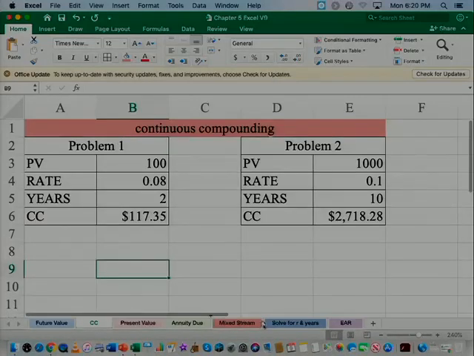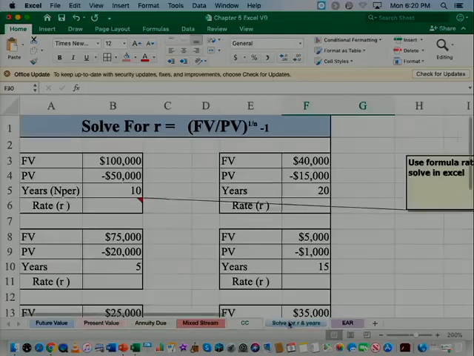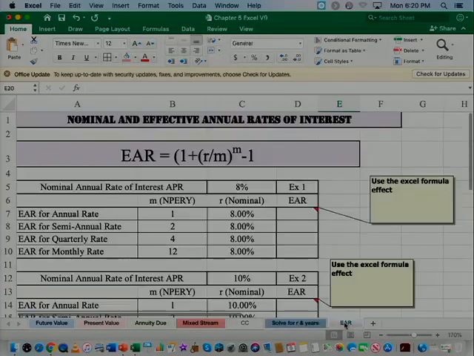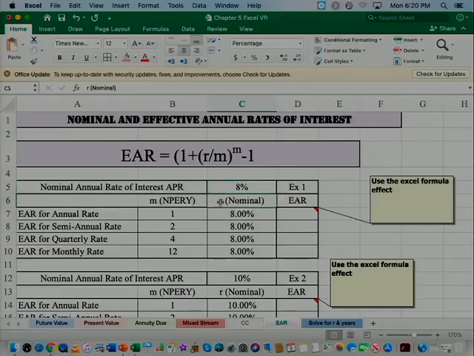So let's go to, I'm going to move this after mixed stream and solve for EAR. So here, nominal and effective rate. So in this particular spreadsheet, I have 8% is the APR, the annual rate. And this is example 1. So nominal, or R or nominal rate is 8%.